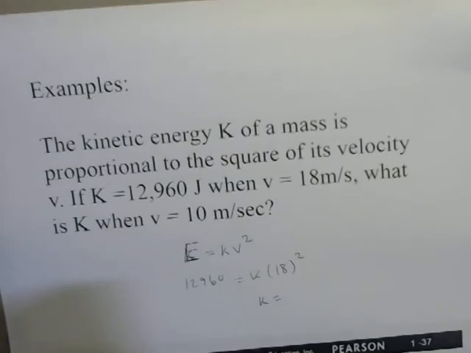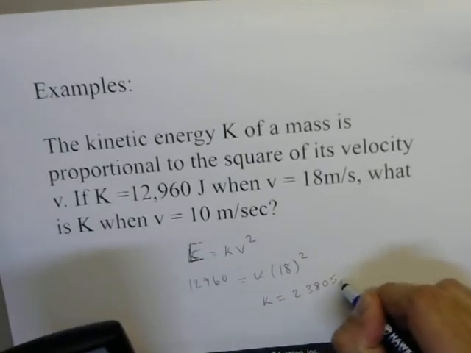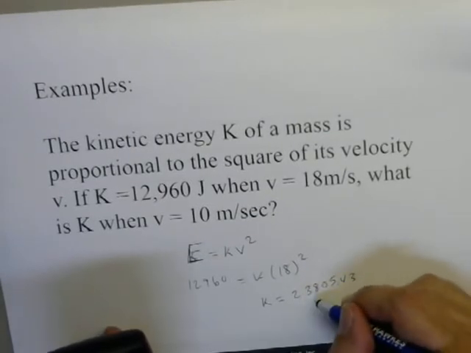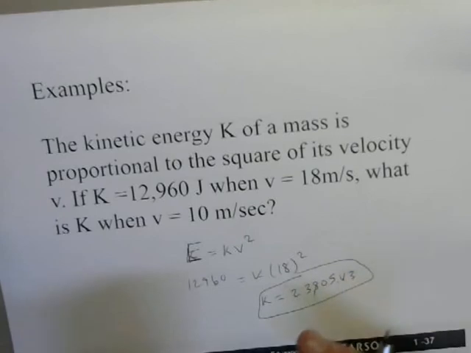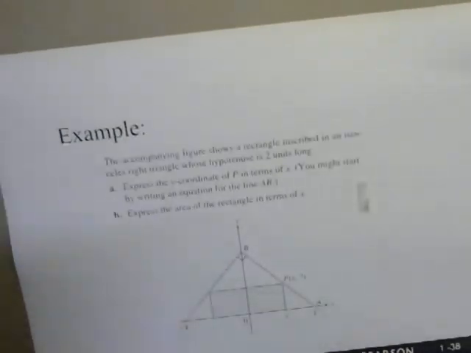If I take 12960 and divide by 18 squared, I do get the kinetic energy drops to about 23805.43. Okay. So there's an example of where you could use functions to solve proportion problems or things like that.